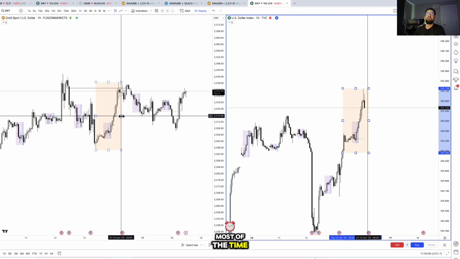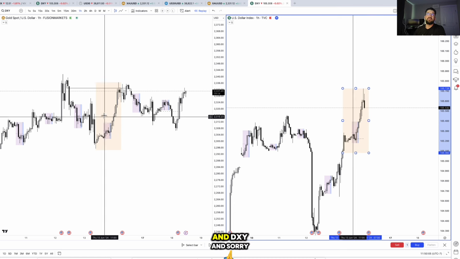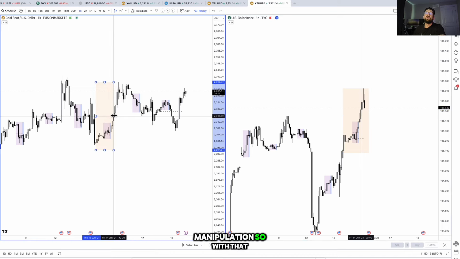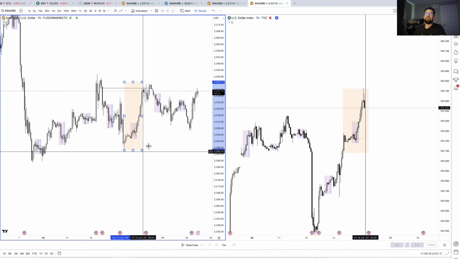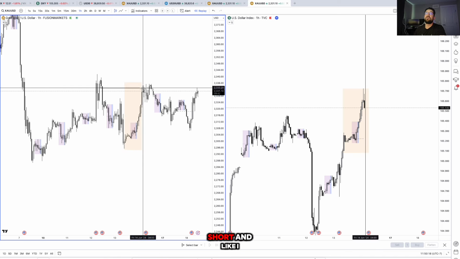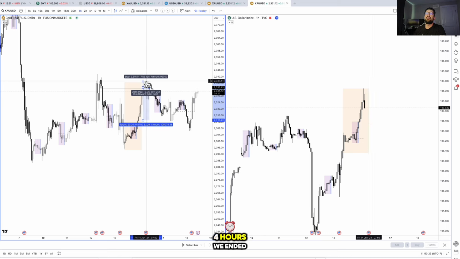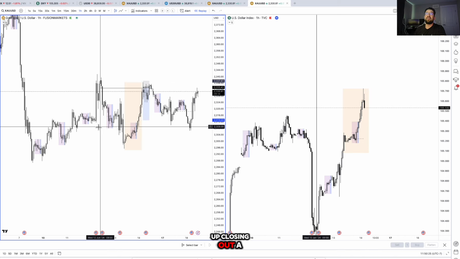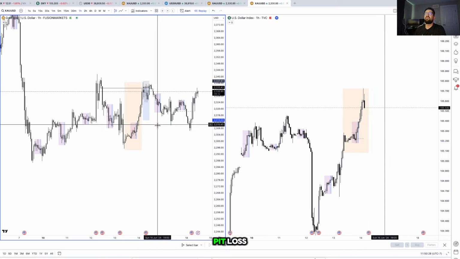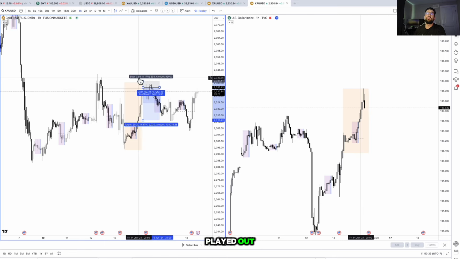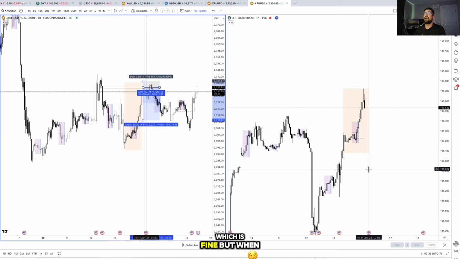Most of the time, the dollar index is going to be the true direction, and DXY and gold is actually the manipulation. So with that in mind, I took this short, and like I said, after price wasn't really moving for like 3-4 hours, we ended up closing at a 23 or 25 pip loss, maybe even 20. Anyway, irrelevant. The point is the idea played out. It didn't play out till the next day, which is fine.